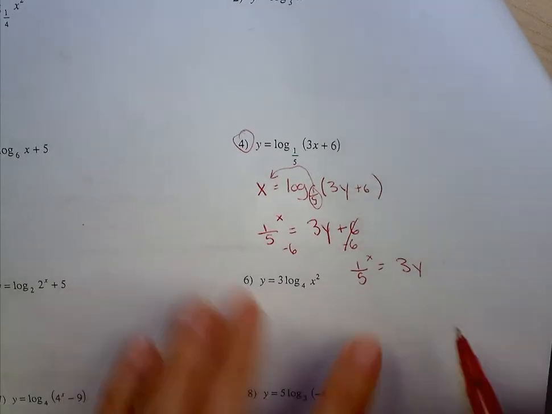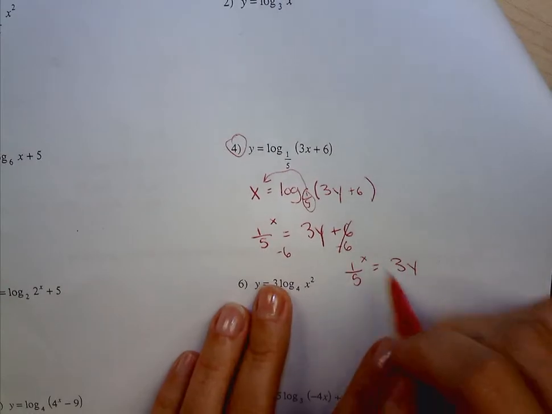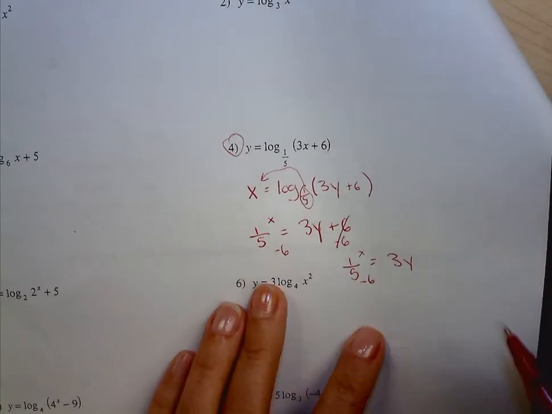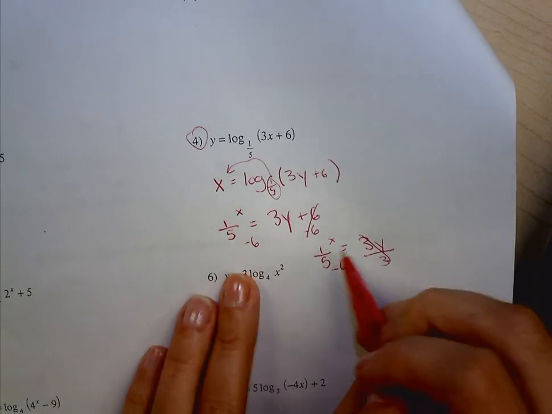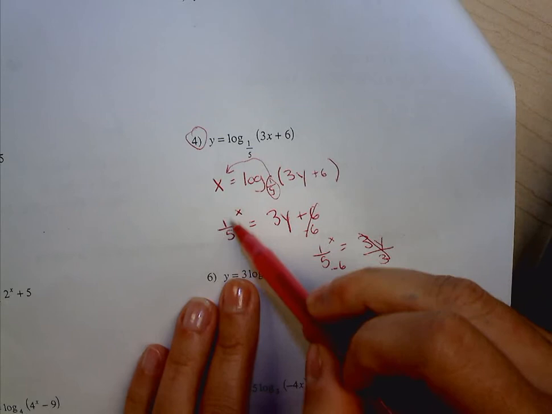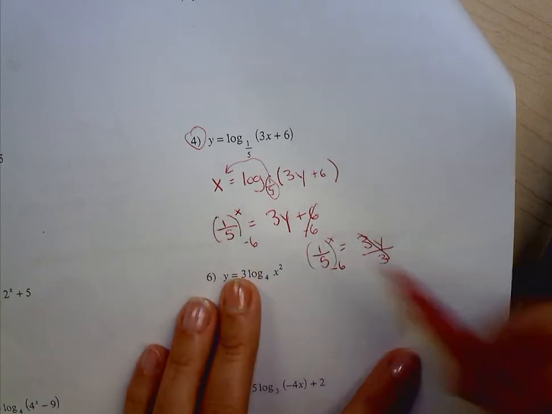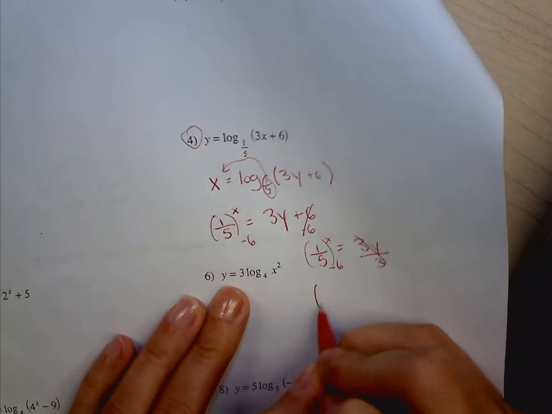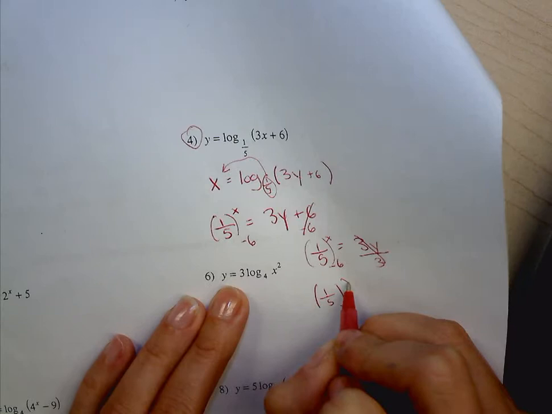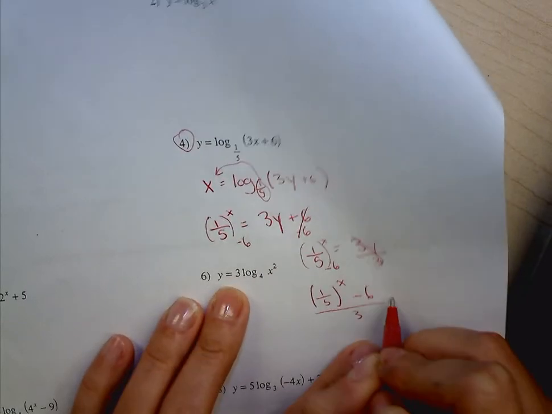And then I'm going to subtract 6. And then I'm going to divide by 3 as my last step. So this 1/5, I'm going to actually make sure that I have parentheses around. And then this is going to be 1/5 to the x minus 6 all over 3 is equal to y.